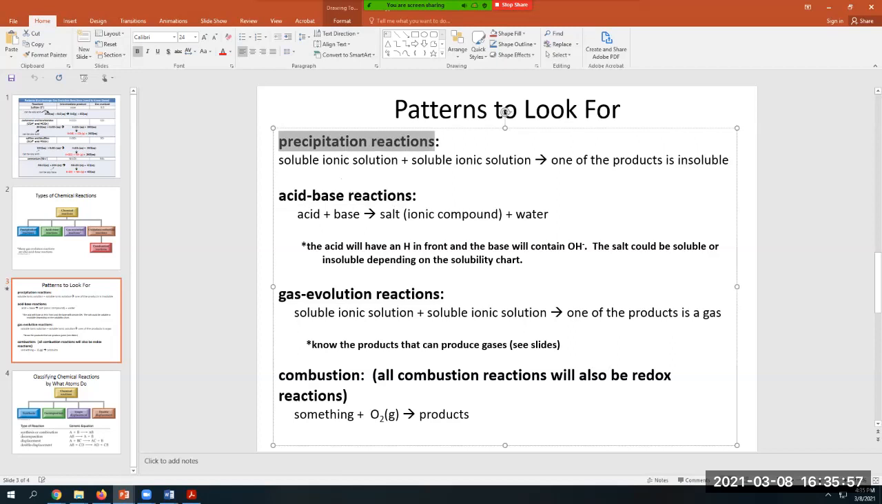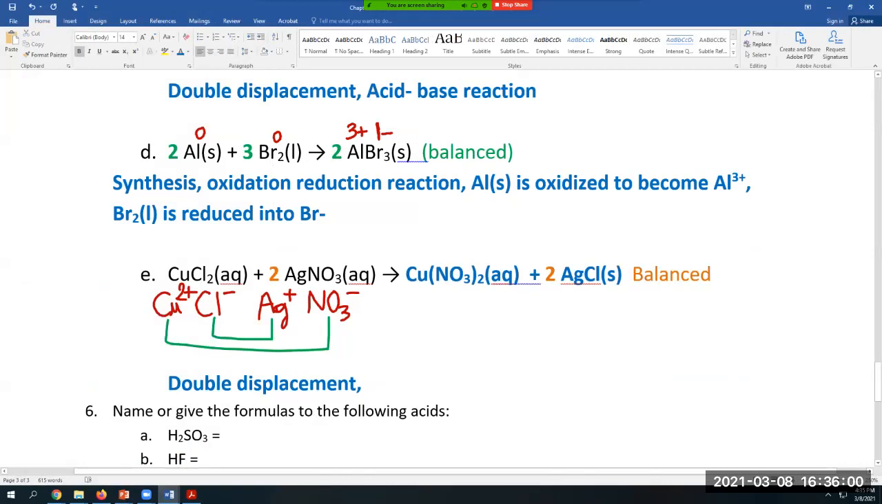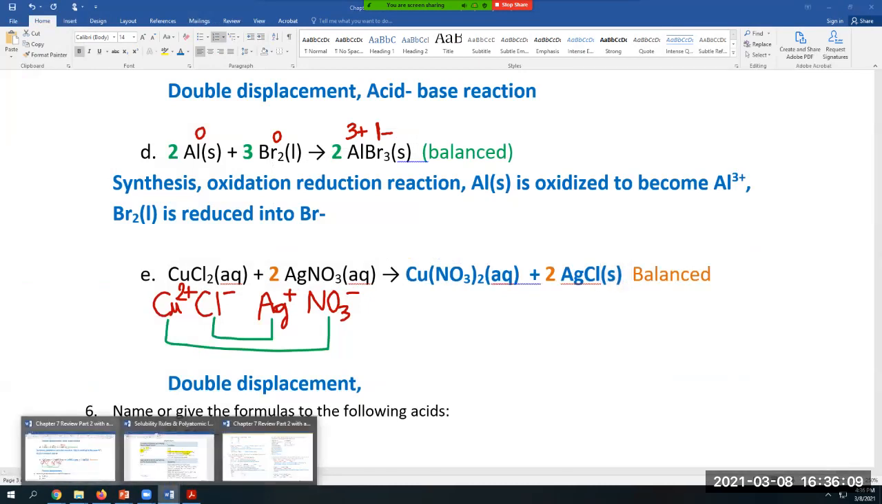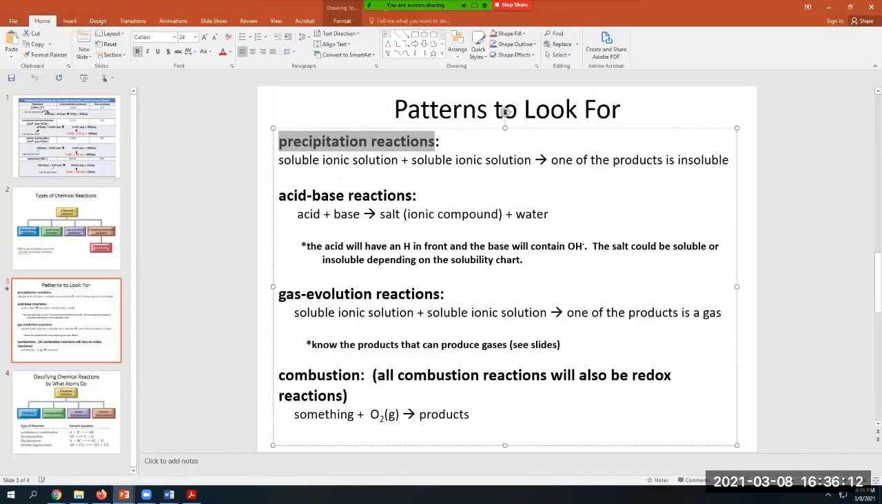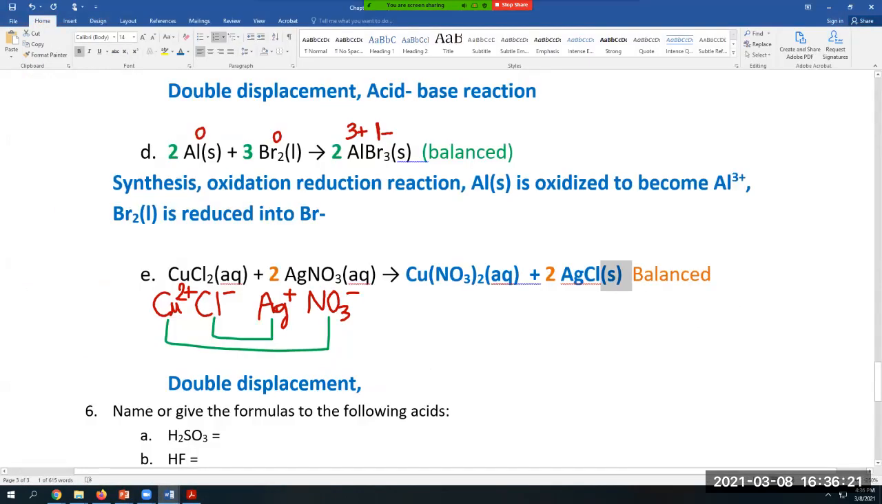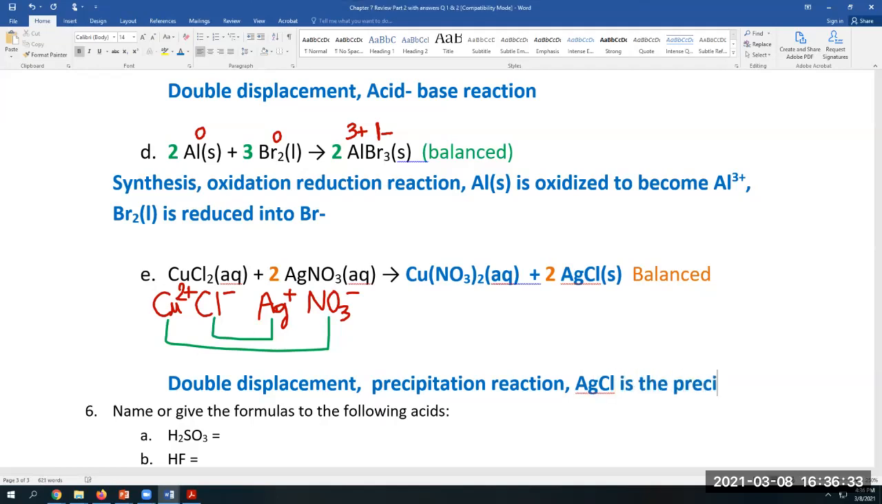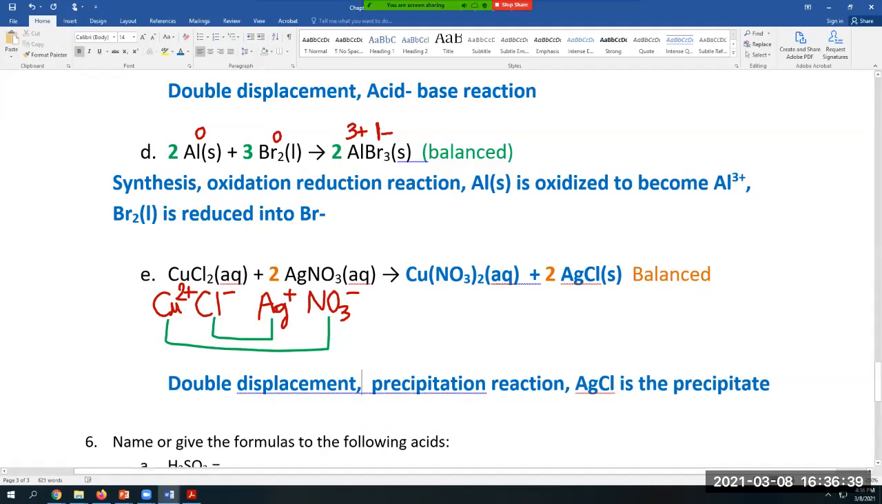And we have 2 ionic solutions on the reactant side and 1 solid on the right side. So that tells you this is a precipitation reaction, right? Because one of the products is insoluble. So that tells you this is a precipitation reaction. AgCl is the precipitate, the solid. And that's all.